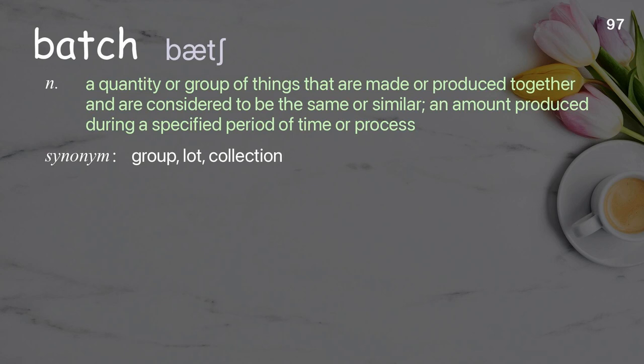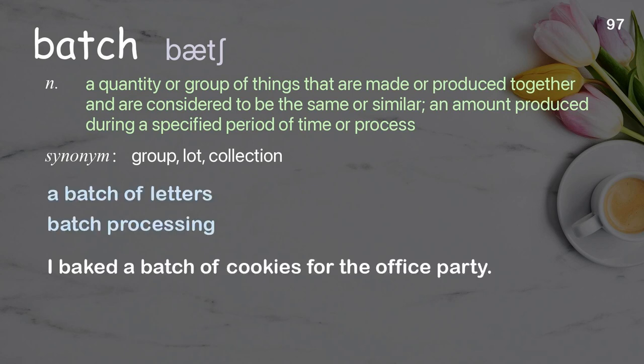Batch: a quantity or group of things that are made or produced together and are considered to be the same or similar, an amount produced during a specified period of time or process. Examples: a batch of letters, batch processing. I baked a batch of cookies for the office party.